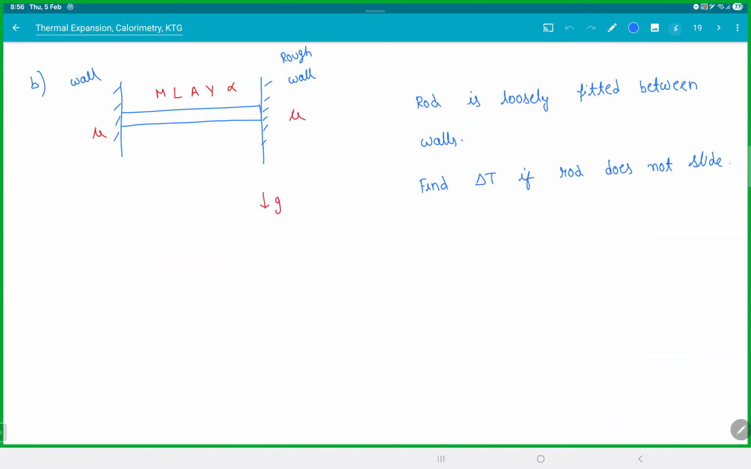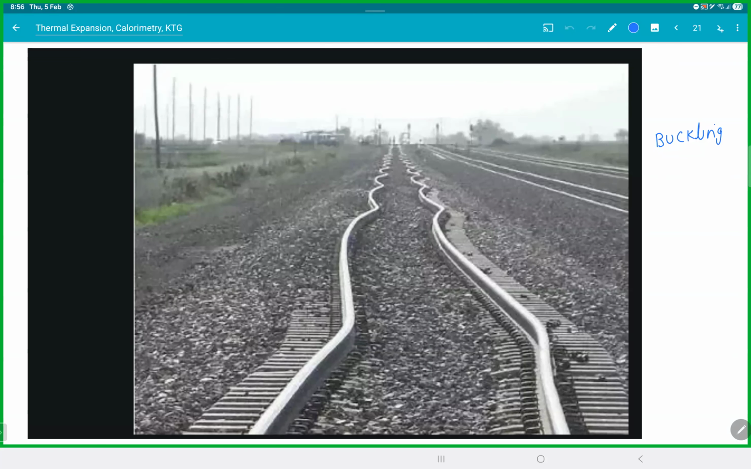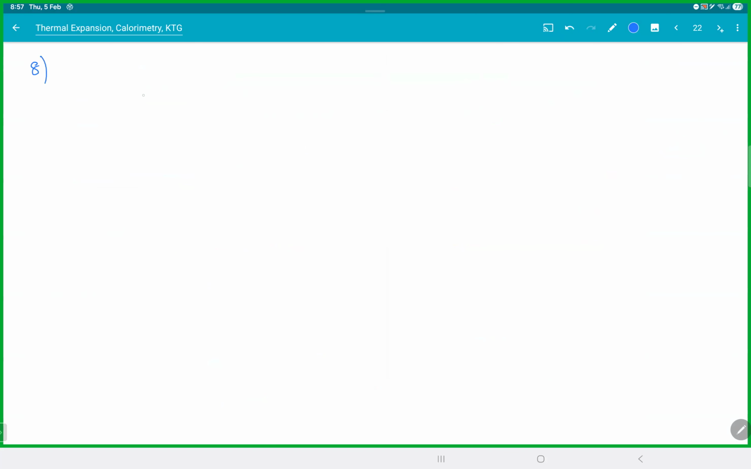It works. Now let's see one more like this. So we have a hollow shell. It is filled with water at 0 degrees.